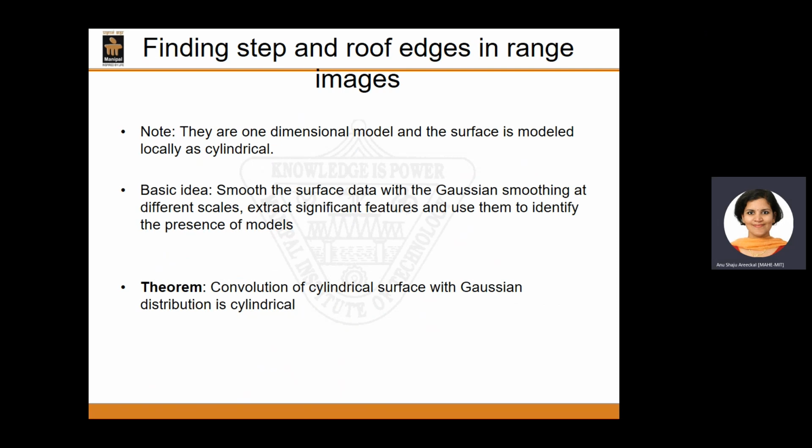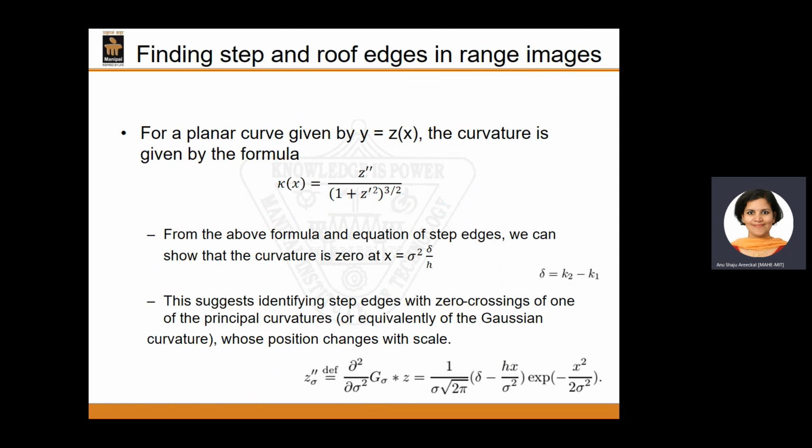Now, how do you find these steps and roofs? We have defined what a step edge and a roof edge are, and now we will see how you can determine the presence of step and roof edges in range images. The basic idea is, first, smoothen the image using Gaussian smoothing at different scales, then extract significant features and identify the edges. Here we identify the step edges by finding the zero crossings of the principal curvature.